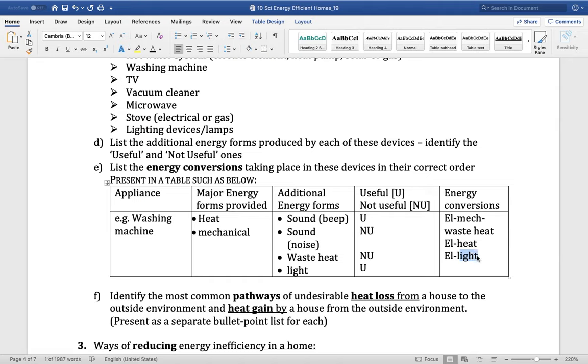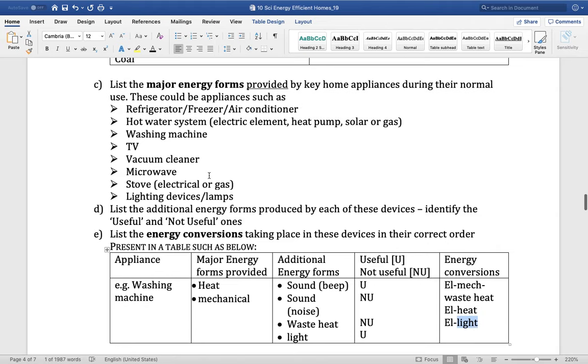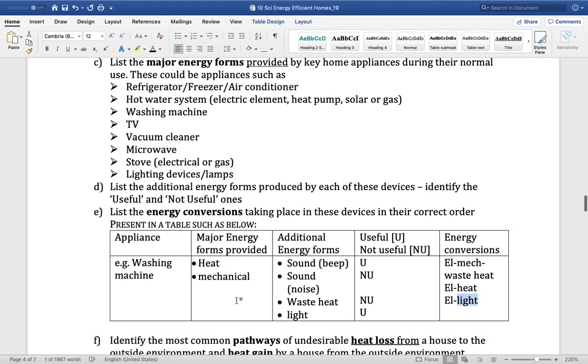So you need to look at the conversions. What is the electricity converting to each time? In this case, we've got electrical to mechanical, which produces waste heat, electrical to heat energy, and electrical to light energy. So you need to go through all of these appliances and list the major forms of energy, what additional forms of energy they produce, identify whether those additional forms of energy are useful or non-useful, and then look at the energy conversions for each of the appliances.